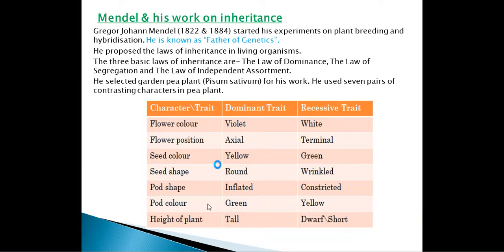As you all know, contrasting characters are also present in humans. For example, suppose our father has brown eye color and our mother has black eye color, right? So those are the contrasting characters. In the same way, in the pea plant also 7 pairs of contrasting characters are present.